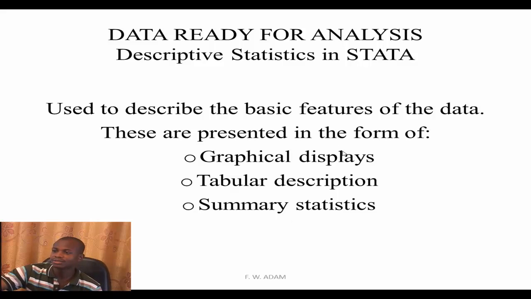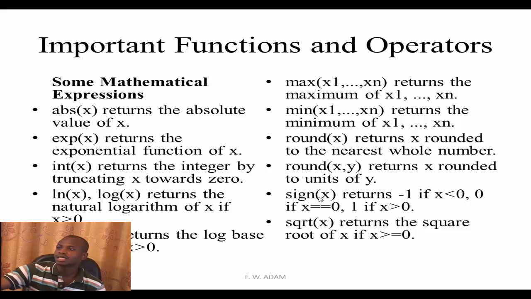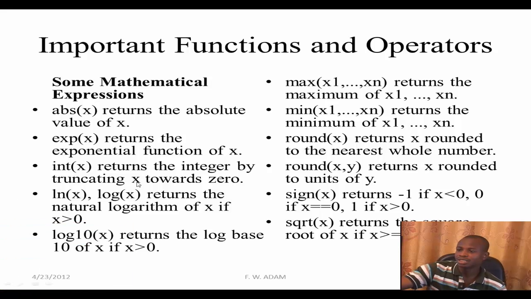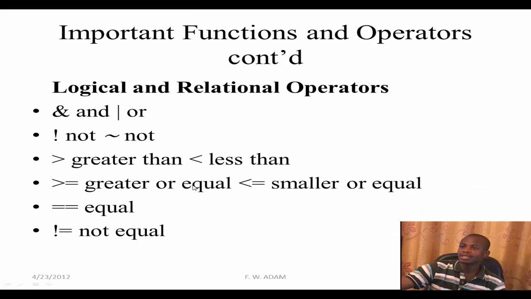And like we did in SPSS, here you do graphical displays, tabular descriptions, and summary statistics. There are some important functions and operators. abs returns the absolute value, exp returns the exponential function, int returns the integer, ln represents the natural log, and so on and so forth. And then there are what we call logical and relational operators. The first are logical operators: and, or, and not. Then we have relational operators such as greater than, less than, greater than or equal to, less than or equal to.